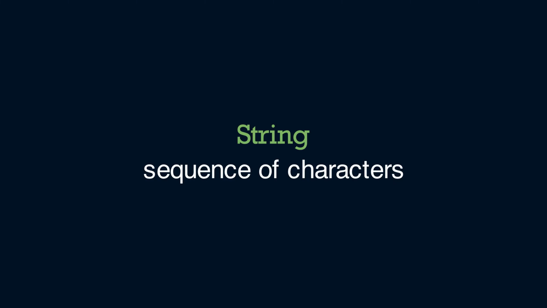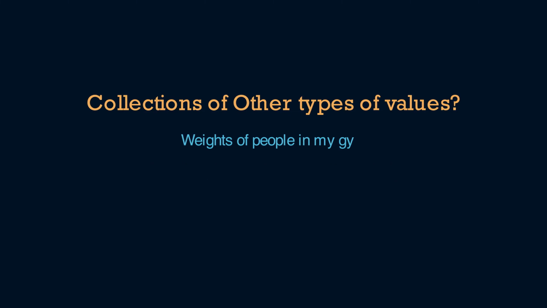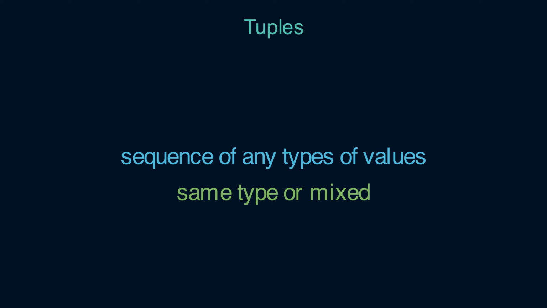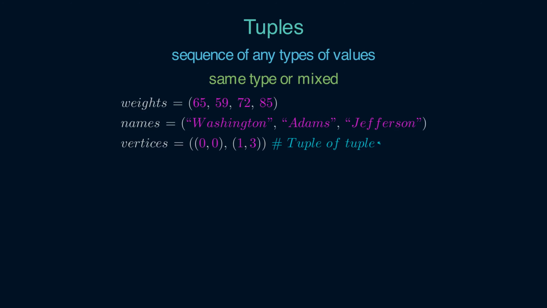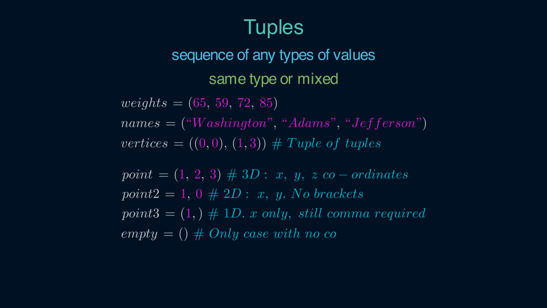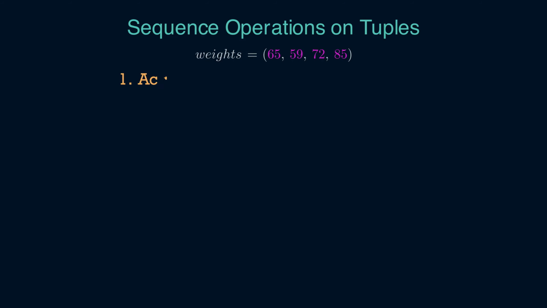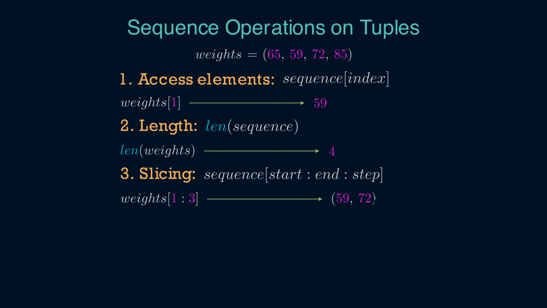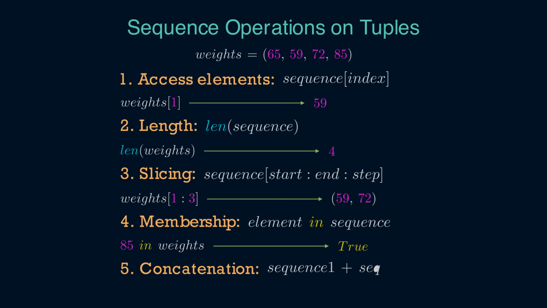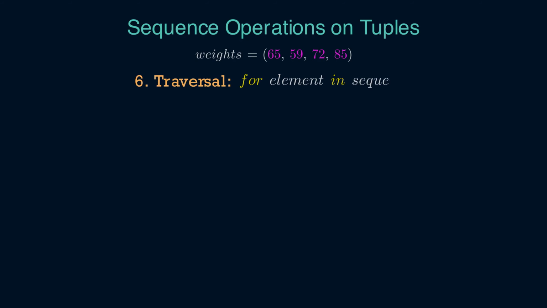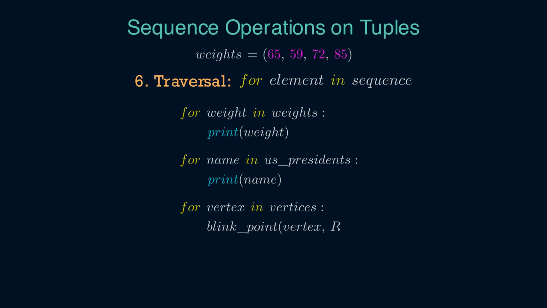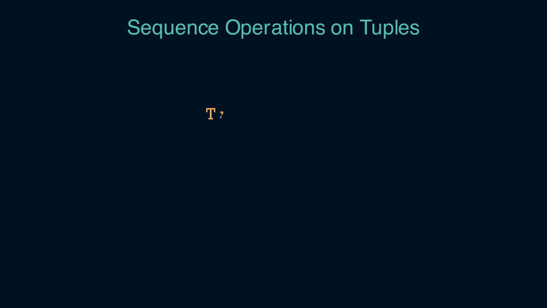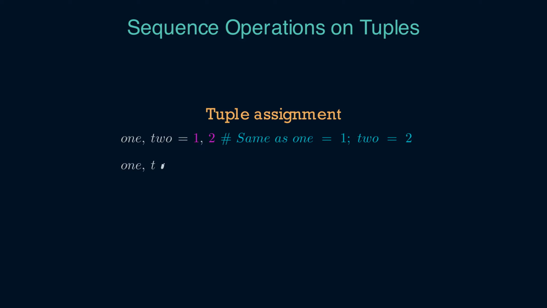Strings can have characters only. Then how to handle collections of other values? That's what the sequence tuple is for. The elements are separated by commas. Brackets are optional but the comma is not. All sequence operations used on strings are available here too. And there's tuple assignment. Also try out what happens here.